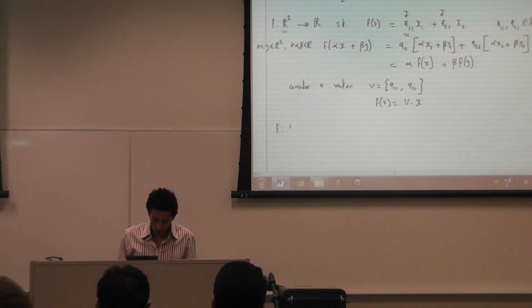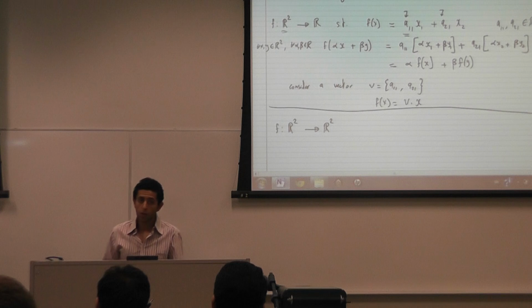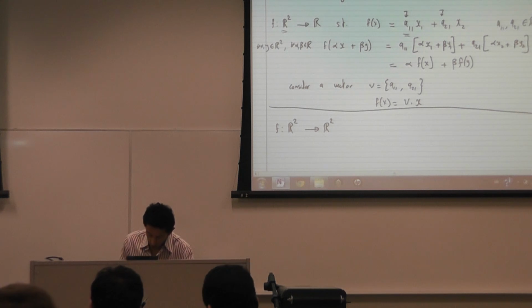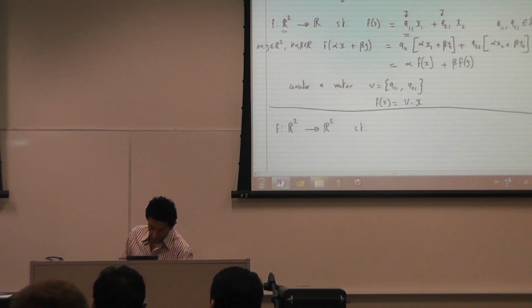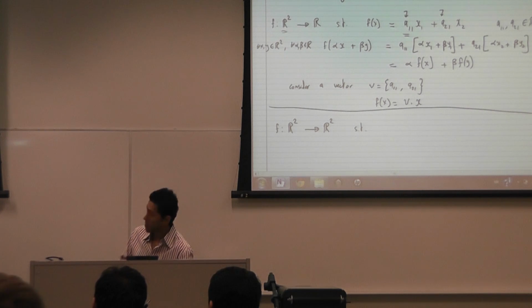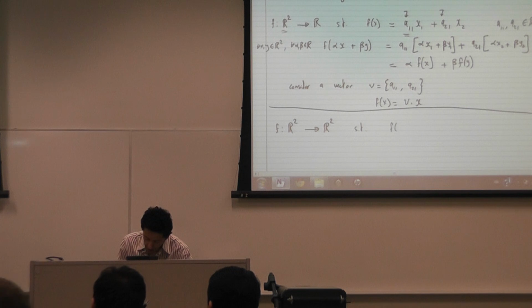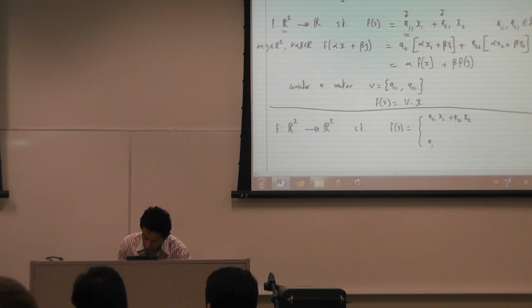I'm going now to introduce another function, from R2 to R2. So the argument is a vector, and the result is a vector. Since the result is a vector, that means f of x has to have two components. The first component is a linear function. And the second component is another linear function.